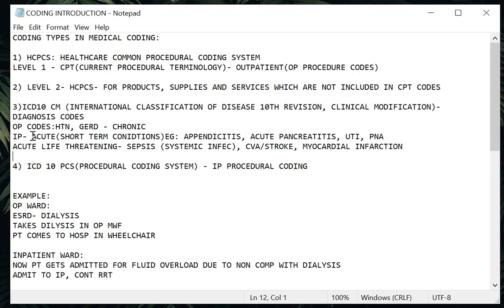For example, the patient is having UTI, acute pancreatitis, appendicitis. PNA means pneumonia. All these conditions are acute, that is, short term conditions, because these conditions come suddenly and they will go after a period of time if treated in a proper way.